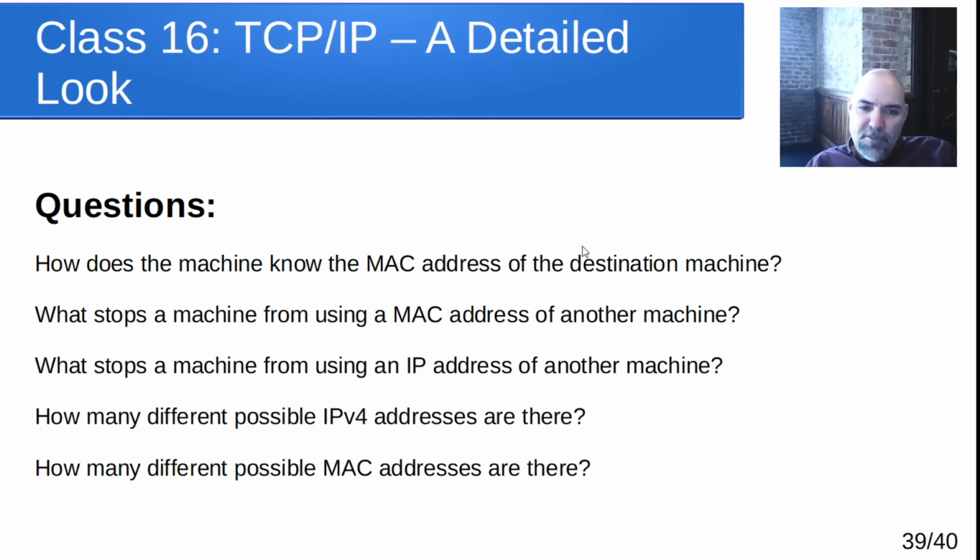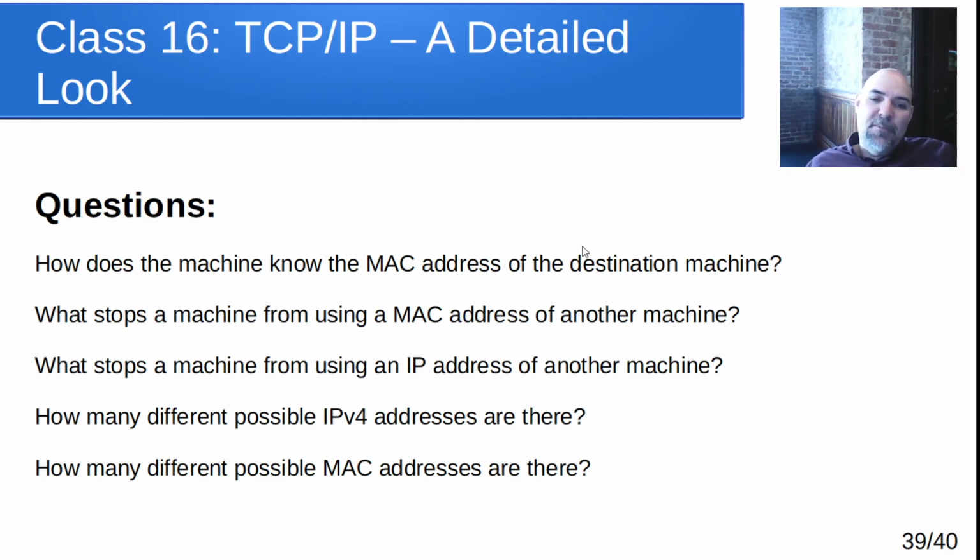So what stops a machine from using a MAC address of another machine? Well, they're programmed at the factory to be unique, but there are some cases where you can reflash those or change them to match a MAC address of another machine. So the short answer is the only thing stopping that is the fact that they're programmed at the factory, and it's not always easy to just change it.